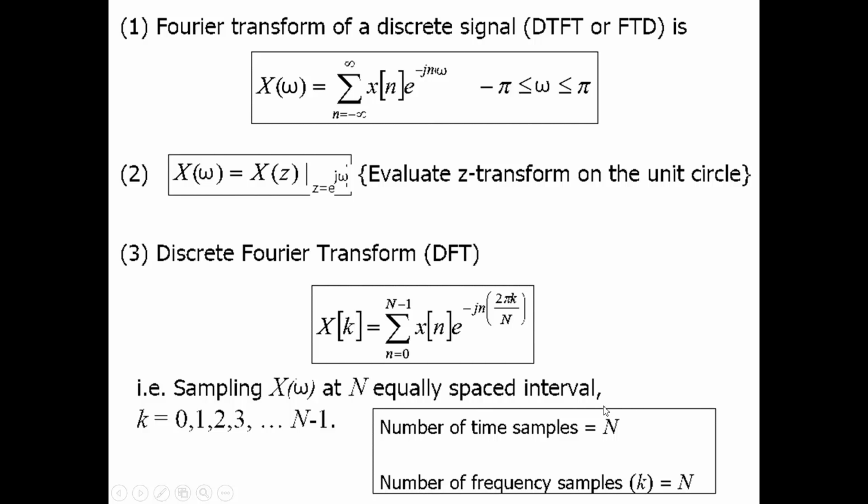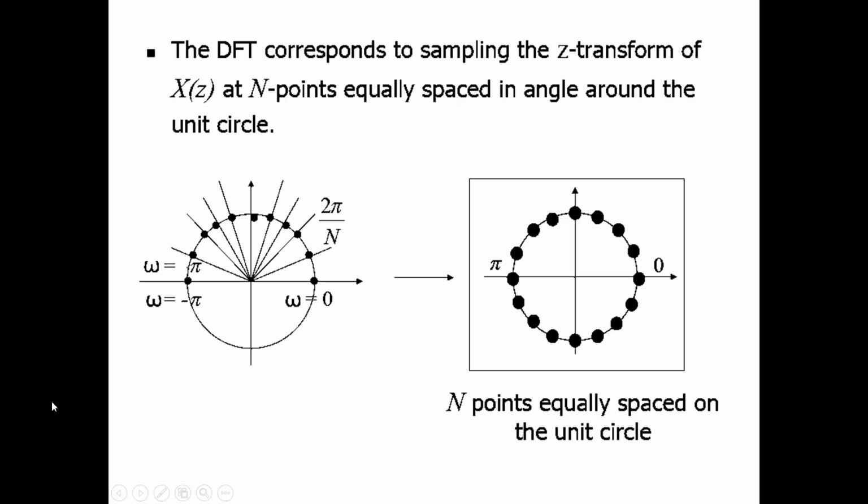The number of time samples is N. Please remember that n going from 0 to capital N minus 1 represents the time samples, the index on the time axis, whereas k is an index representing the frequency samples. The number of frequency samples is again N. Let me try to explain this in the next slide.